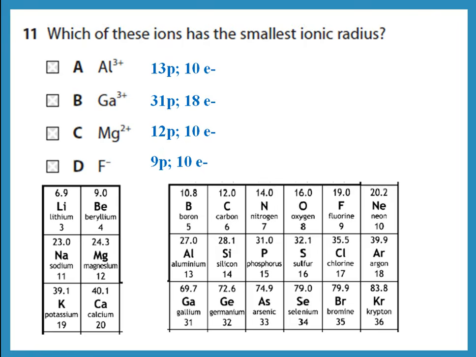Again, we said these are isoelectronic. Now, the one that is smallest is the one that has more positive charges in the nucleus attracting these 10 electrons. So the aluminium would be the smallest of these options.